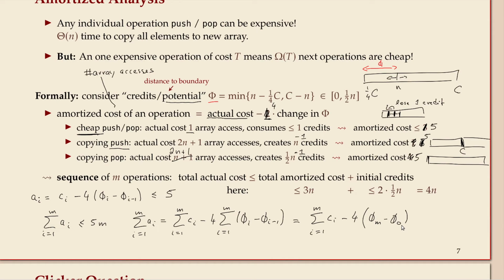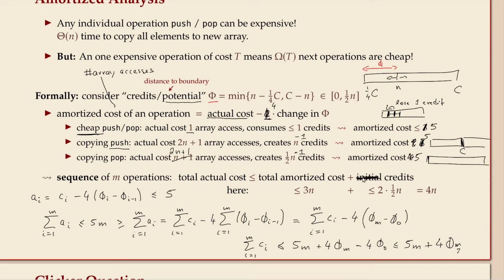And now we have a nice inequality where you can solve for the total actual cost. And you just bring this to the other side. So the total actual cost is the sum of the amortized costs. That's 5m. And then we have to add the 4 phi m and subtract the 4 phi 0. But we can drop this, it's always just making it smaller, so as an upper bound, we can do the 4 phi m.